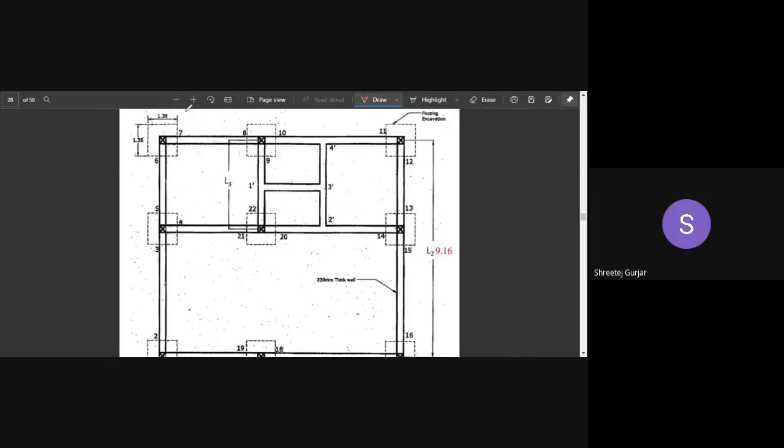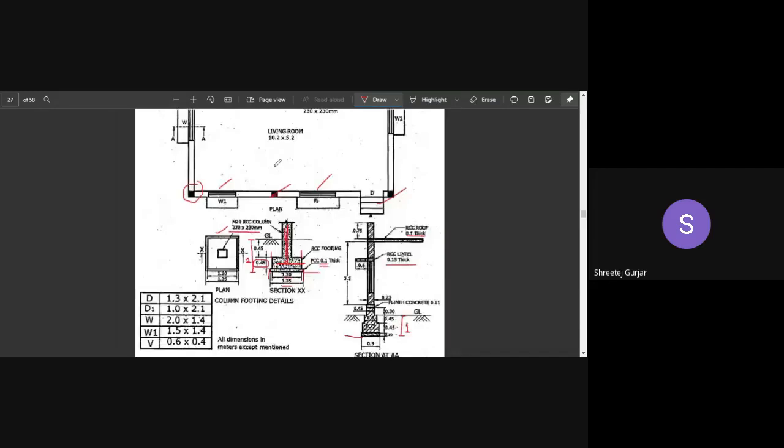So you can just observe, this is the same plan which is over here, right? It is the same one.